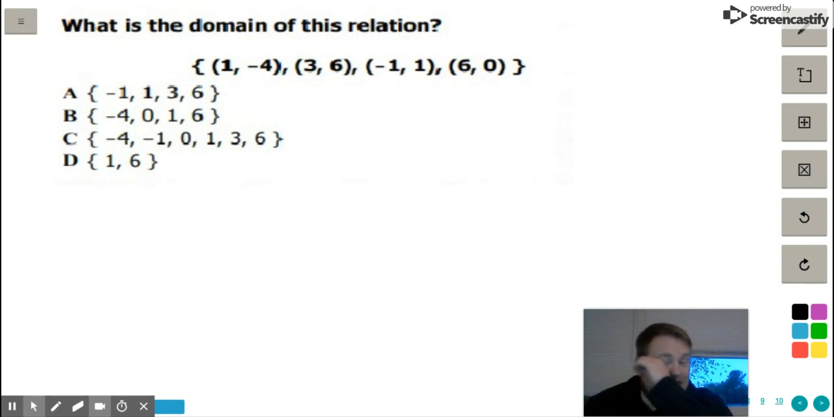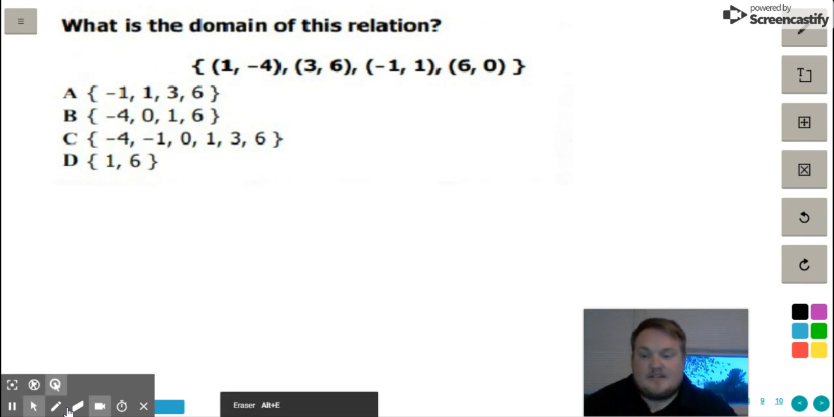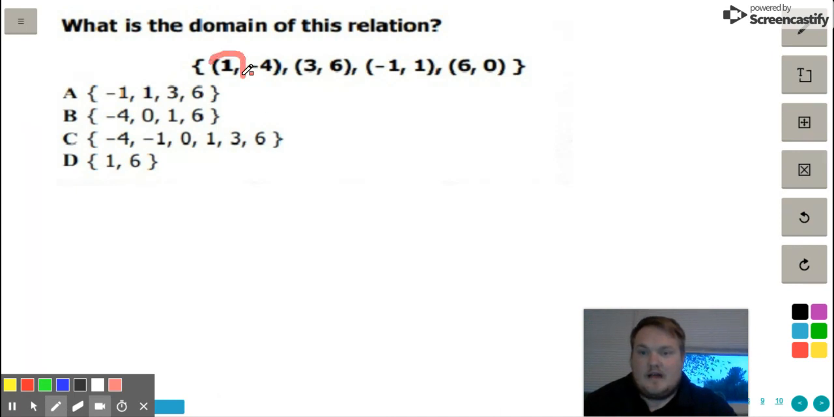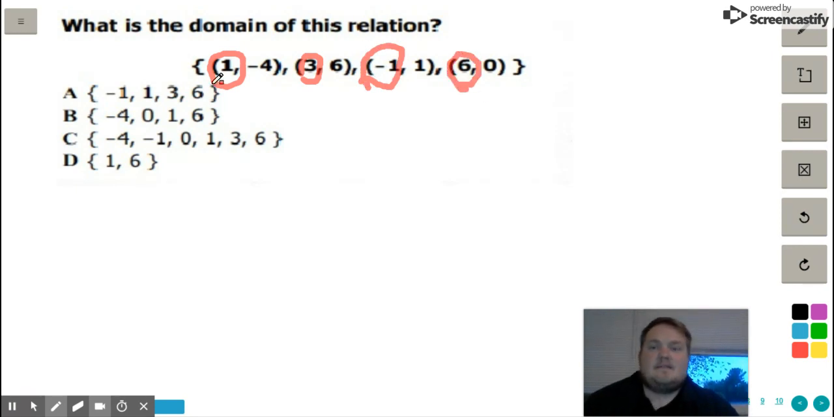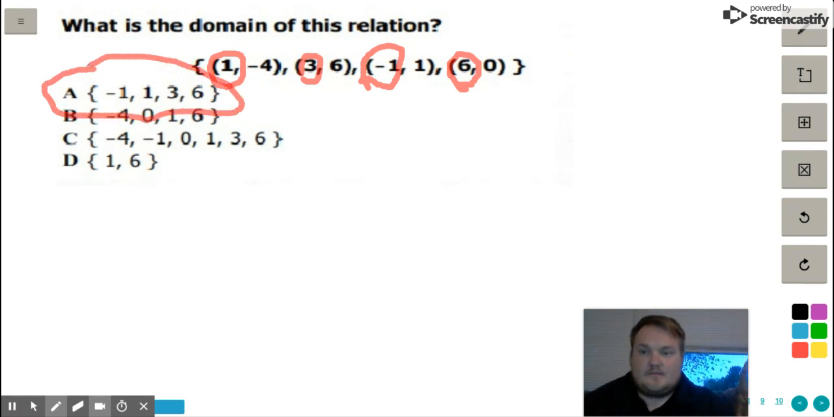Now, what is the domain of this relation? In this situation, we are looking for all the x's. 1, 3, -1, and 6. Remember Dixie, domain, and x. So -1, that's part of it. 1 is part of it. 3 is part of it. And 6. So A is the correct answer.